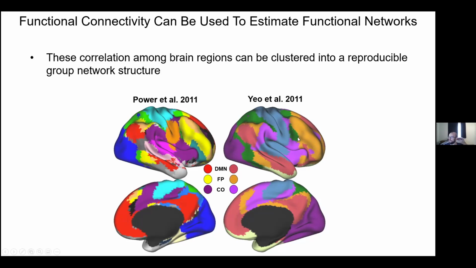You can see that you get very similar spatial topographies of these networks, and the same is true for the frontal parietal network and cingulo-opercular networks, both of which are involved in cognitive control. However, what our lab's really interested in are individual differences in functional connectivity.